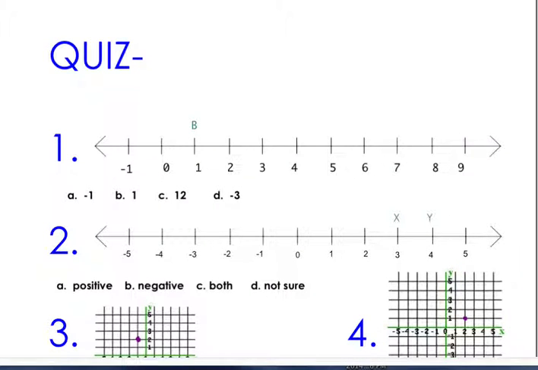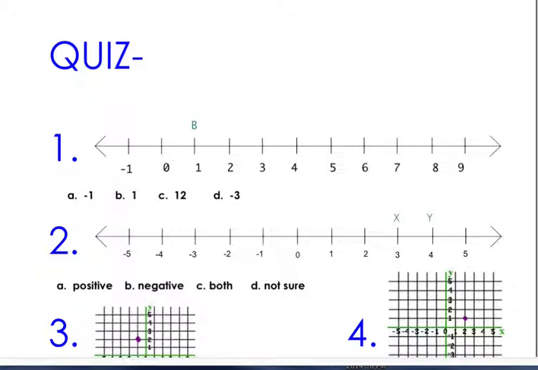Now get out your composition notebooks. Make sure you put the date on top and number it 1 through 4 so you can put the answers of the quiz, which you will then link to the assignment on the quiz page, on the video, or on the web. Number 1, letter B. You need to tell me the location or what number is represented for letter B. Is it -1? Is it 1? Is it 12? Or is it -3? Look on that number line and where is letter B?